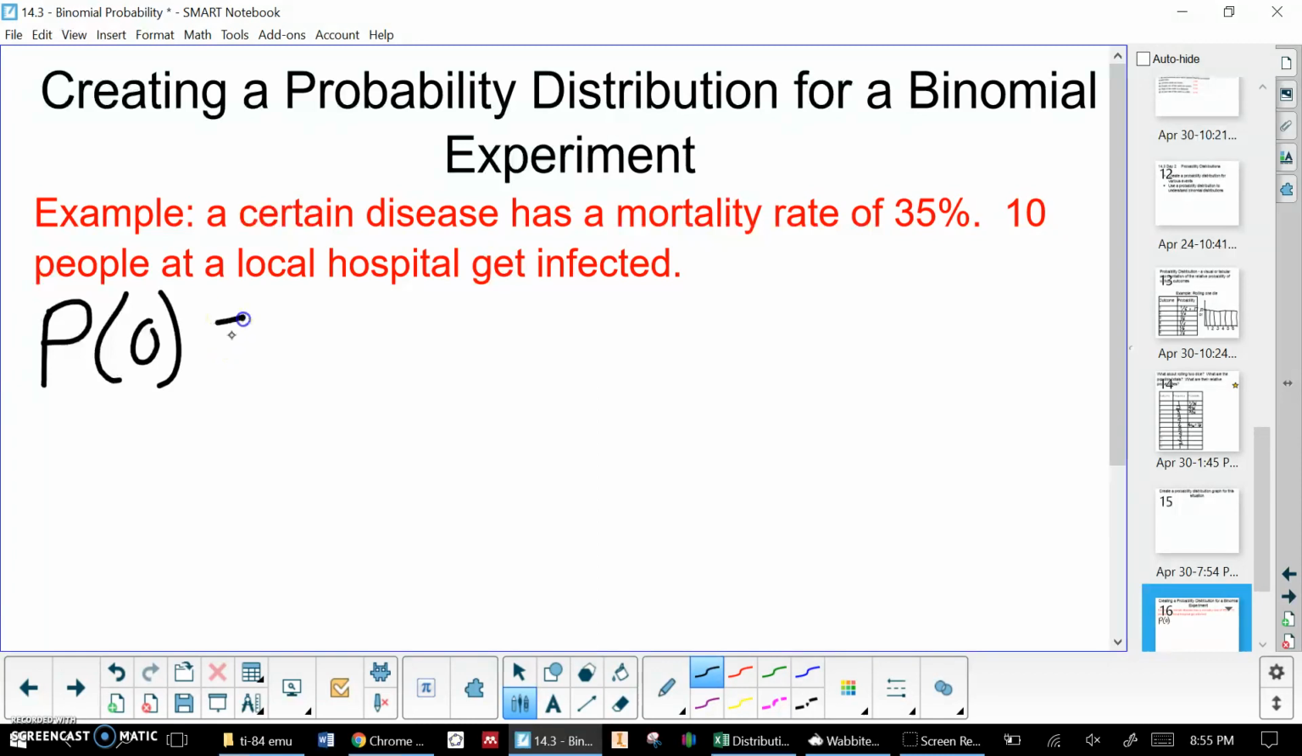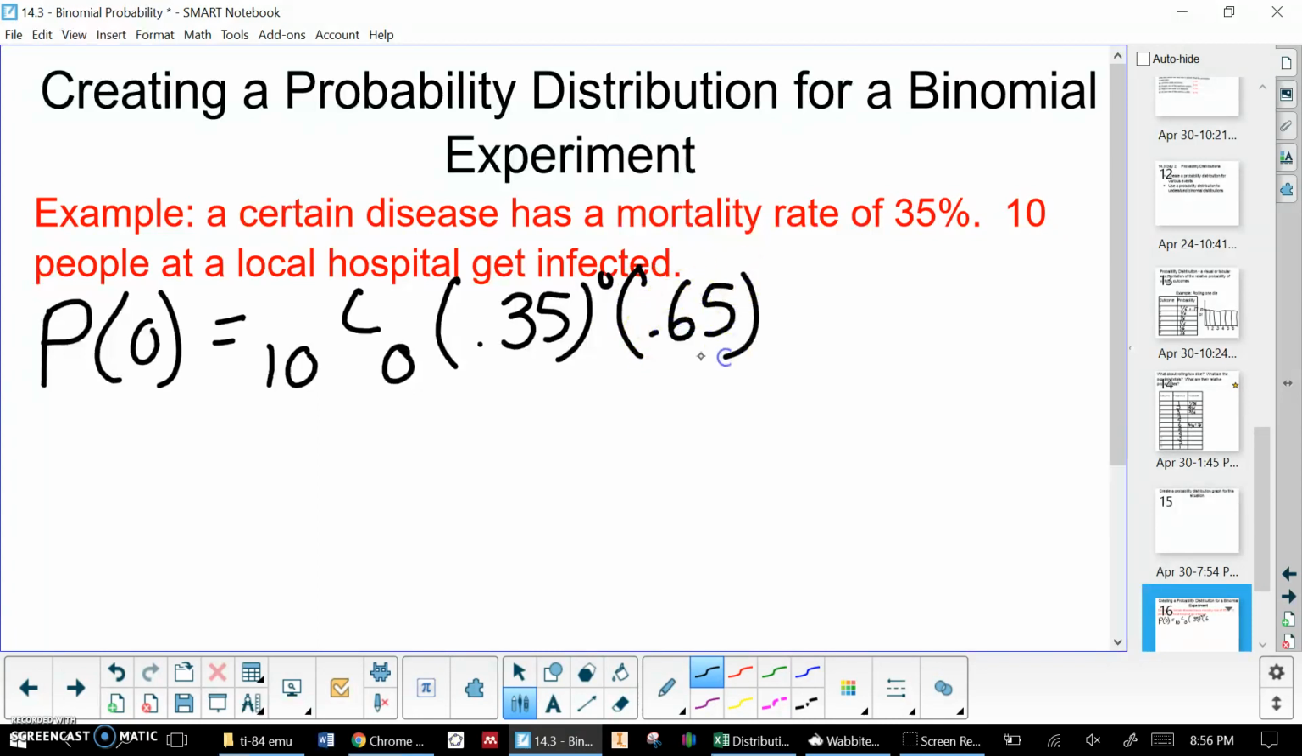And so we'll start off with finding the probability that 0 people die. And again, this is just a binomial distribution. And so we can just use our formula. We have 10 people. We're going to choose 0 of them first. We're going to multiply that by our success rate, 35%, for 0 of them dying. Multiply that by our failure rate, and we want all 10 of them to live. And so if we put that into our calculator, it can tell us pretty quickly what the probability is that none of the people die.